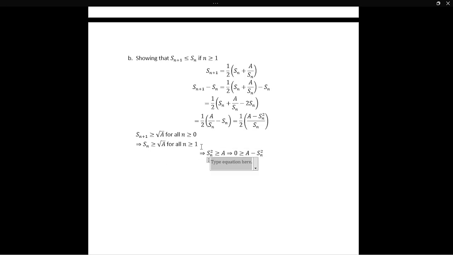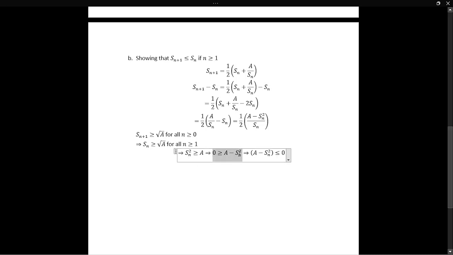Now if 0 is greater than something, it means that that thing is less than 0. So it means that a minus s of n squared is what? It's less than or equal to 0, since 0 is greater or equal to it. So 0 is greater or equal to it, it means that it is less than or equal to 0, and less than or equal to 0 means that you are negative.